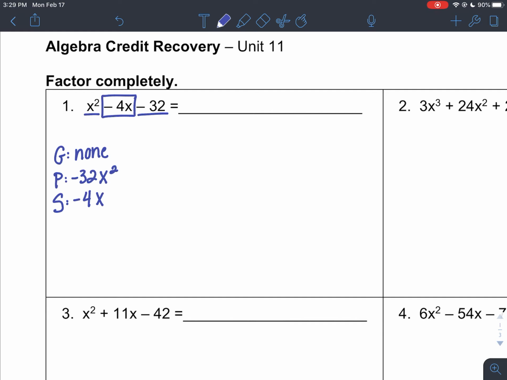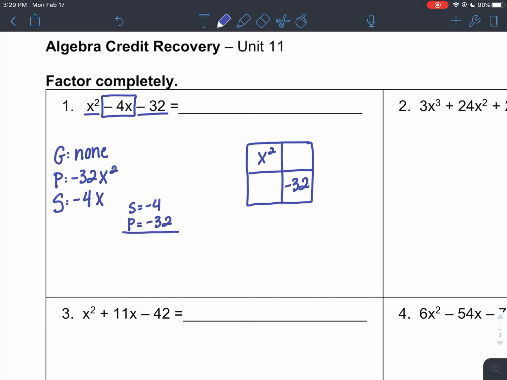Because I didn't need to pull out a GCF, I can go ahead and draw my box and fill out my first and my last box. The first box will always be that first term, x squared. The last box will be my last term, negative 32. And from here, I need to do my factor table. So again, my sum was equal to negative 4. My product was equal to negative 32.